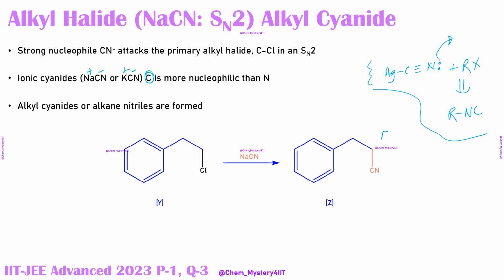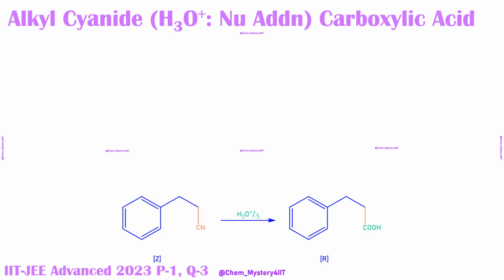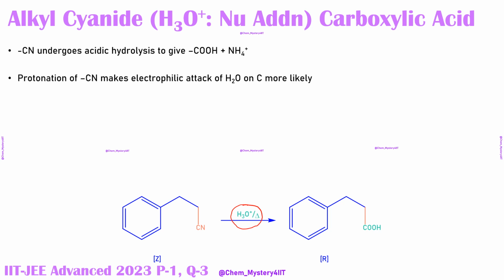So that is your compound number Z. Now going further, we have written this next reaction where this chloride, the cyanide, was undergoing hydrolysis, and this is at high temperature. So we have seen this discussion already, how cyanides are hydrolyzed in presence of acidic medium, and this is going to give you the carboxylic acid group and ammonium ion.